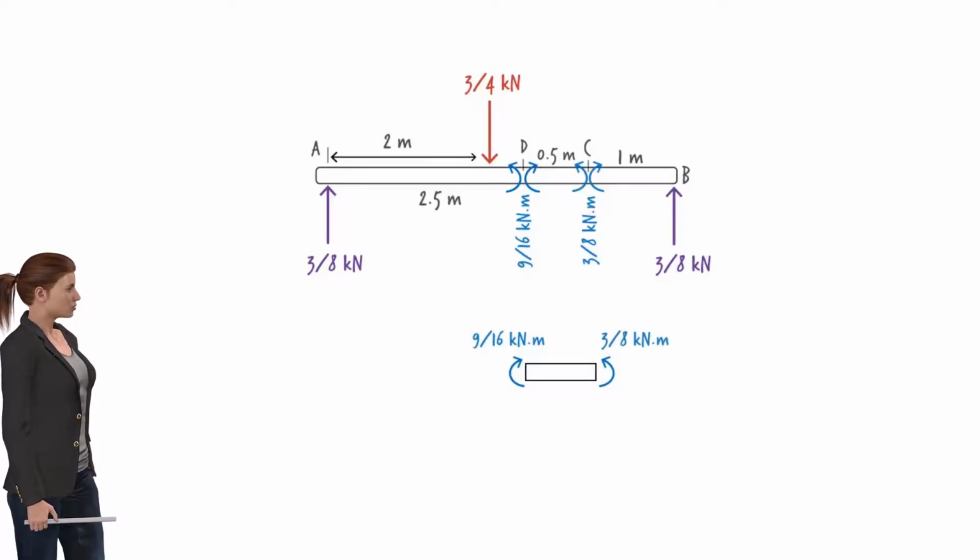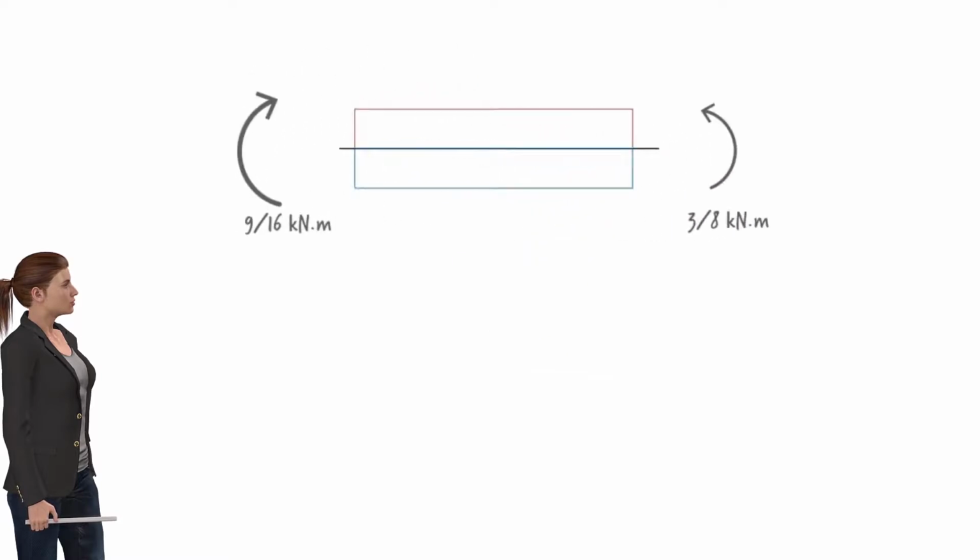This pair of moments causes compression in the top fibers and tension in the bottom fibers of the segment. Let's show the compression and tension forces acting on the fibers this way. Since the left end moment is larger than the right end moment, compression and tension forces at the left end are going to be larger than their counterparts at the right end.